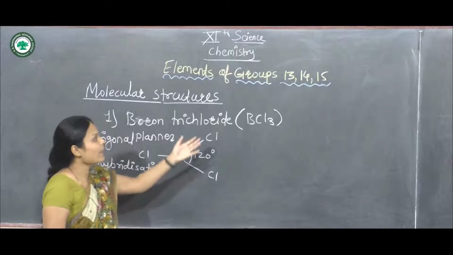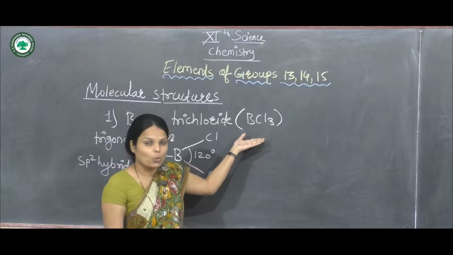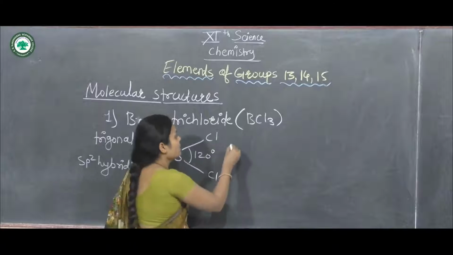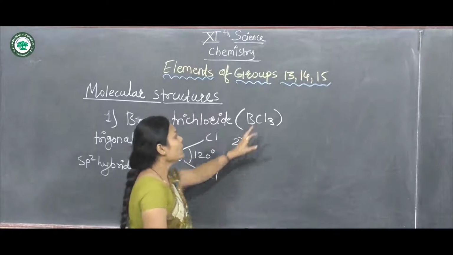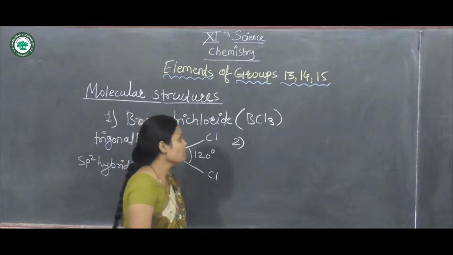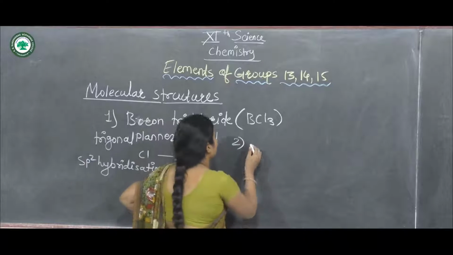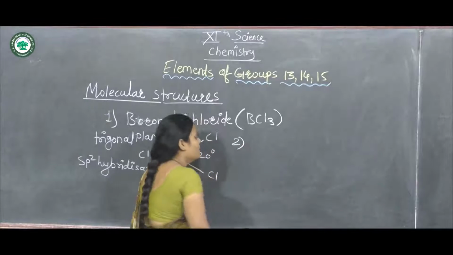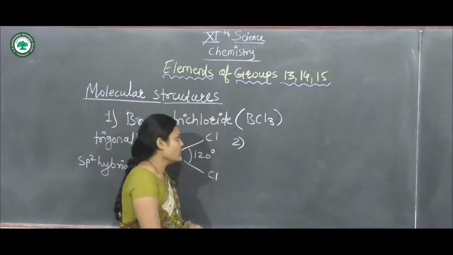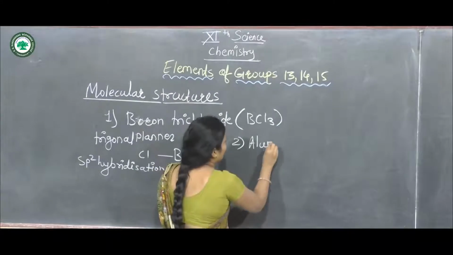Now another example from another group. Group 13, in which the first element is boron; we know that it is the boron family. Now group 14, we know that its elements are of various types, means carbon, lead, gallium, all of these elements are present in group 14. The second molecular structure is aluminium trichloride.